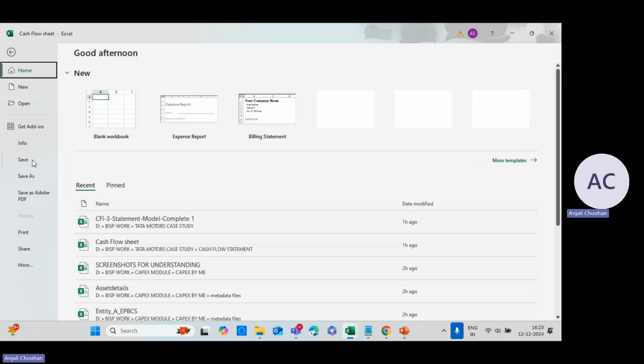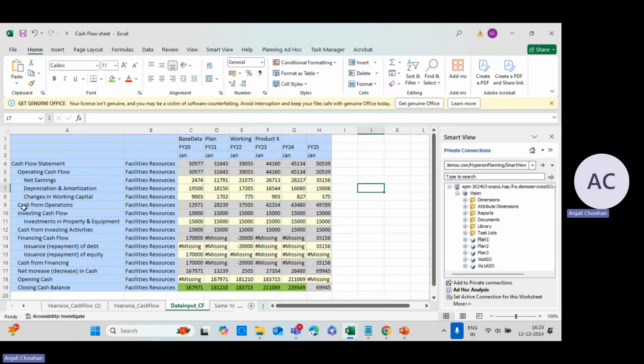So in this way, you can prepare the cash flow statement by using the member formulas. And one more thing, for the sake of validation, you can create some data input forms. That is also convenient, and for presentation purposes it is recommended. Otherwise, you can match the figures from Smart View as well. So I hope it is clear.